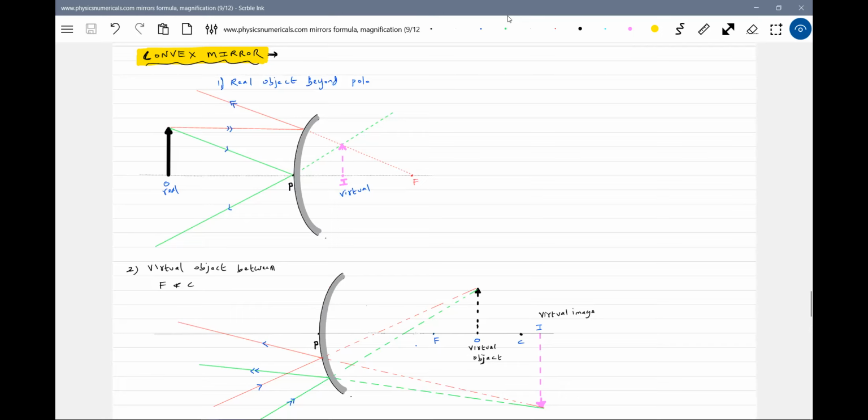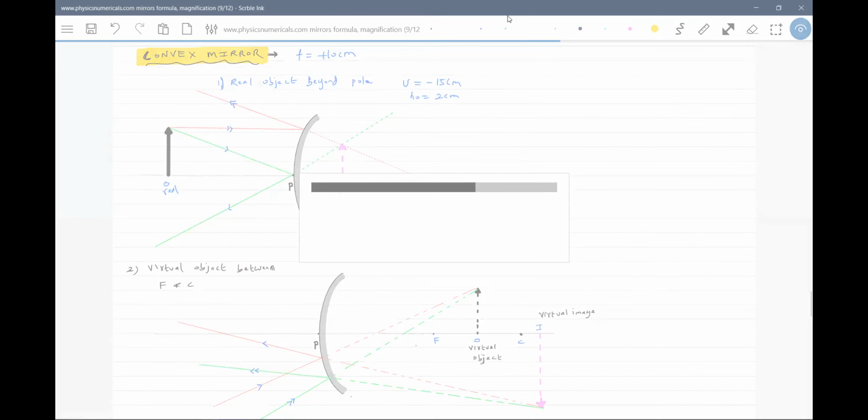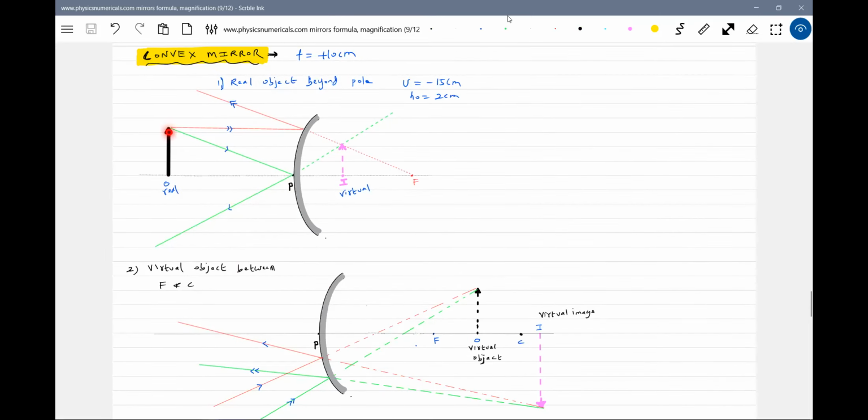Then I'm looking at the diagram and explaining. Okay, there's a convex mirror. I'm picking a mirror of focal length plus 10 centimeter. Real object beyond pole, first thing. Let's begin here. The object distance will be minus 30 centimeters, or I'll start with minus 15. Height of the object is 2 centimeters. There's a real object I kept here.